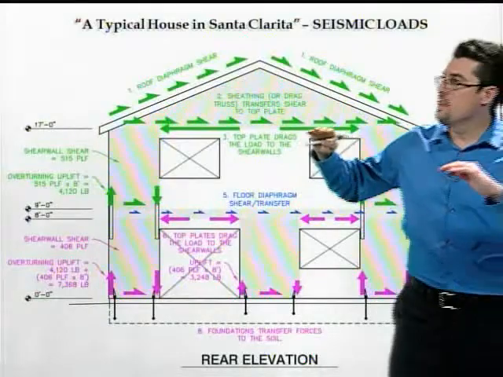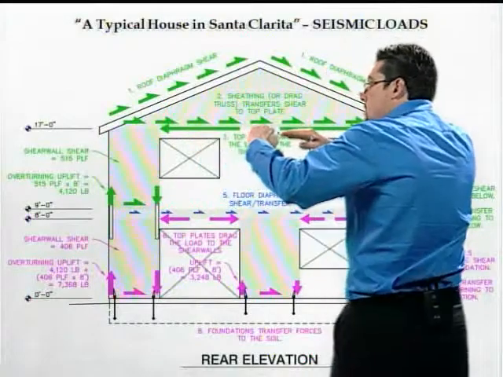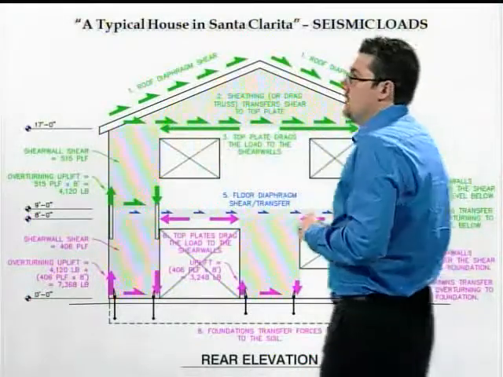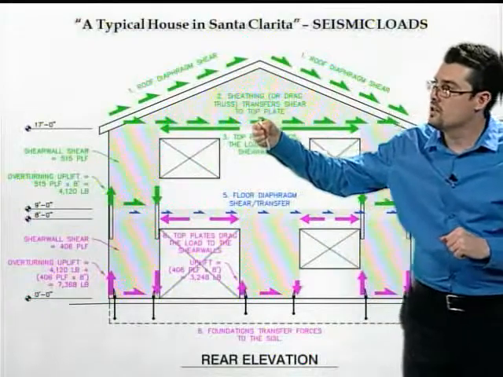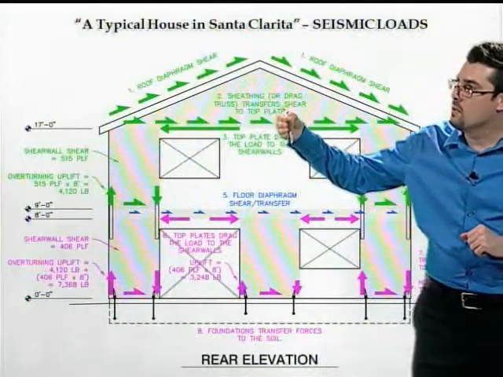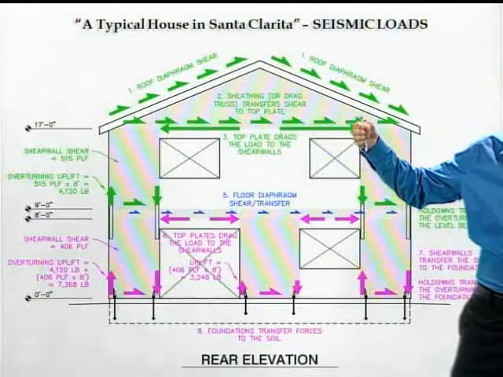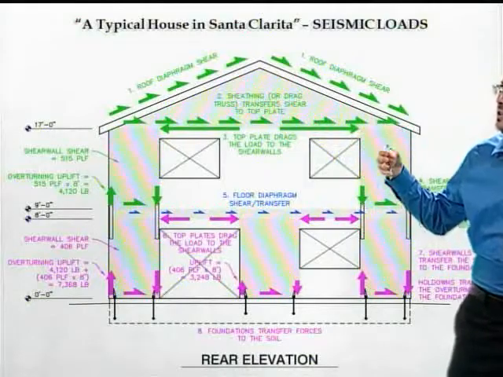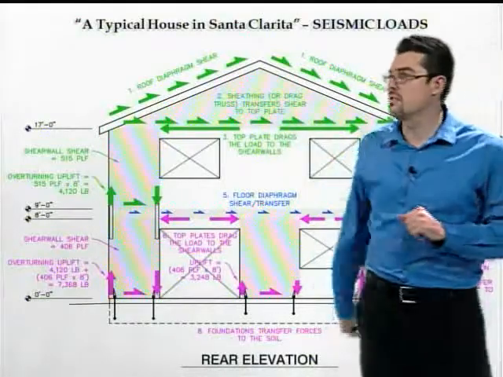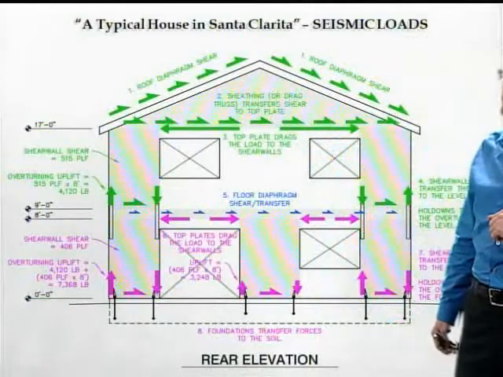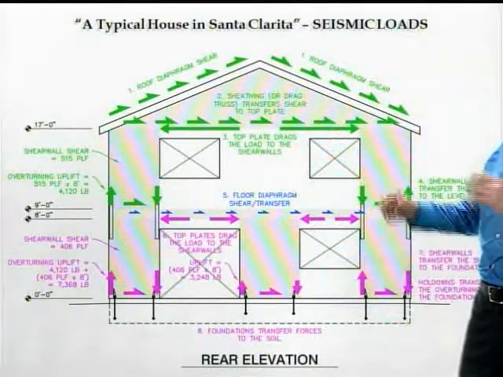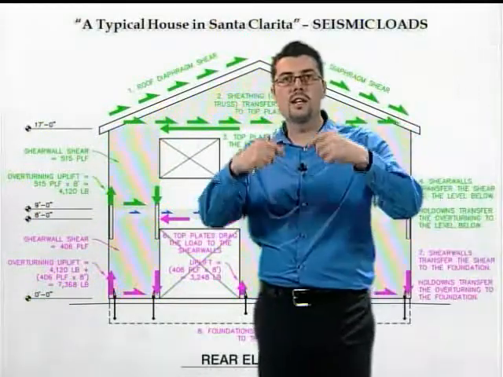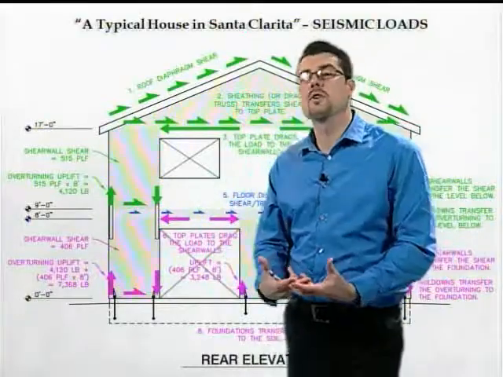The answer is that the top plate takes that shear and transfers it, and it collects it. So the force in the top plate will build, and then when it hits the shear wall, it'll unload into the shear wall. And likewise on the other side of the house.